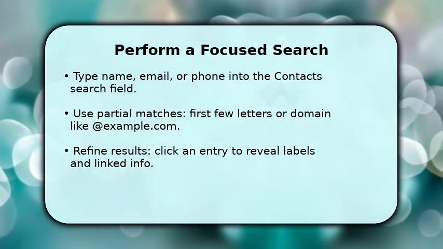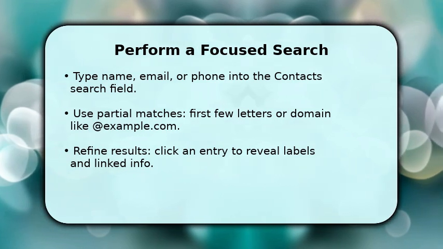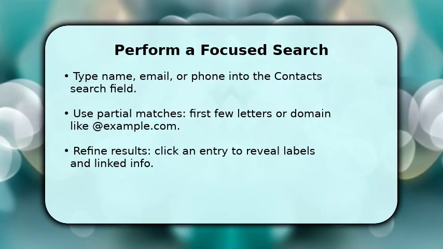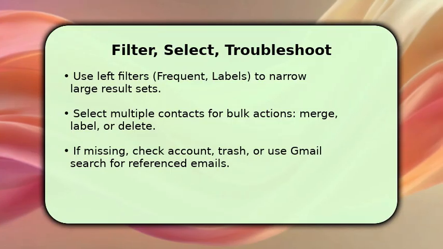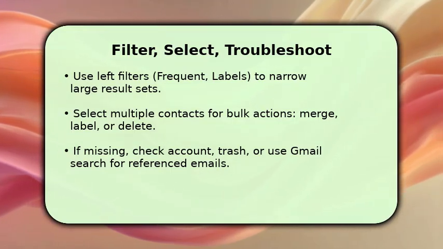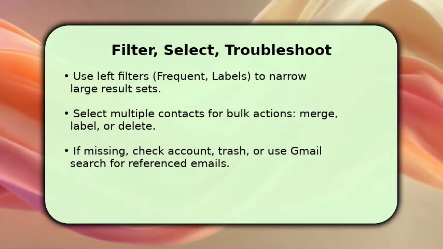You finish by narrowing and acting on results. Use left-side filters like labels or frequent to focus large lists, then select one or multiple contacts for merging, labeling, or deletion. Once done, confirm changes propagate across Google services to keep email autofill consistent.